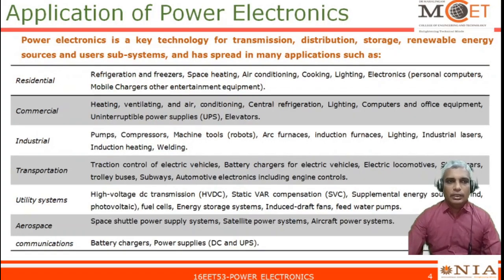Now let us look into the application of power electronic systems. Power electronics is a key technology for transmission, distribution, storage, renewable energy sources and user subsystems, and has spread into many applications across different domains. Here I have listed many domains where power electronics is a main application. So residential is one application. We are using refrigerators, freezers, space heating systems, air conditioning. All this requires some sort of a power electronic component. And similarly in commercial, similarly in industrial, industry is the place where we require a lot of power electronics applications.